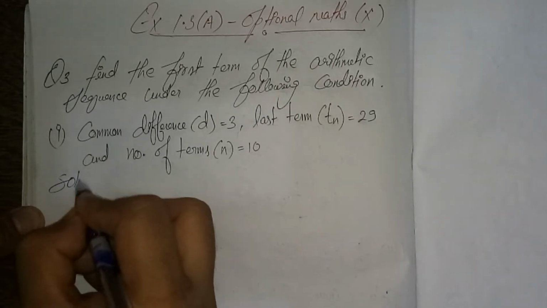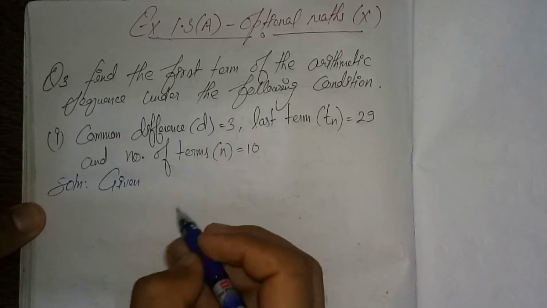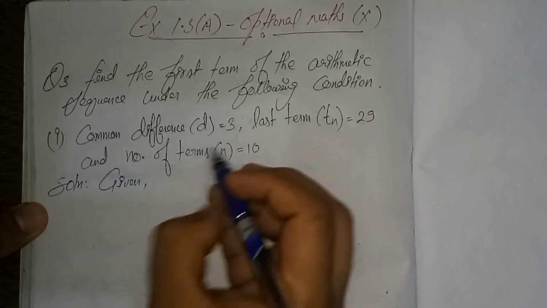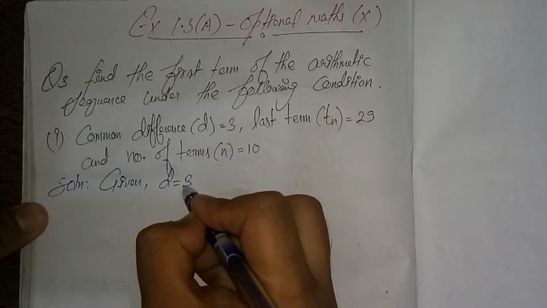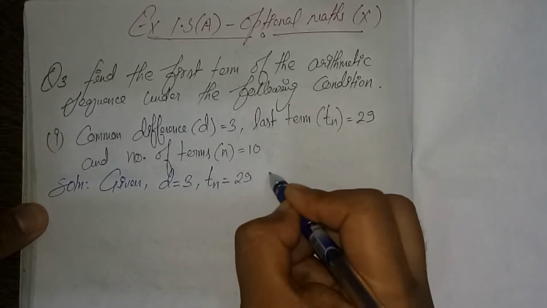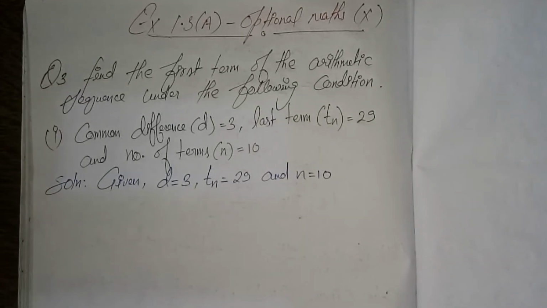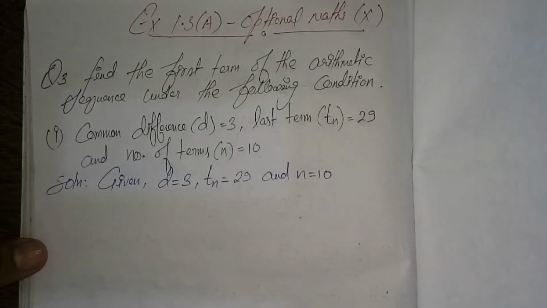Solution. First thing is we have to write the given part. Given: d is equal to 3, Tn is equal to 29 and n is equal to 10. So these all values are given to us.